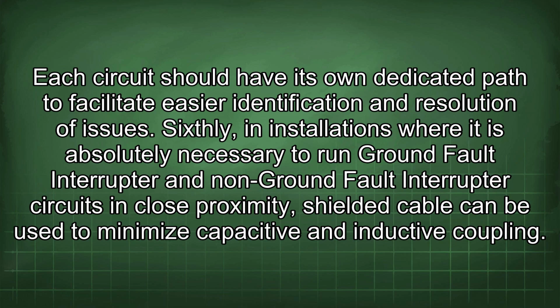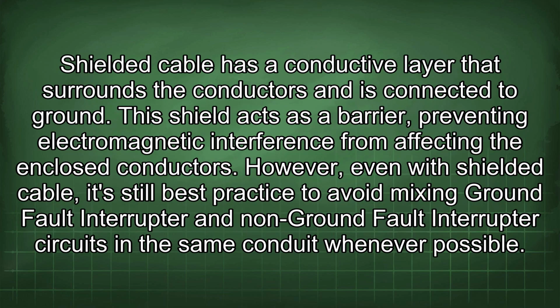Sixthly, in installations where it is absolutely necessary to run ground fault interrupter and non-ground fault interrupter circuits in close proximity, shielded cable can be used to minimize capacitive and inductive coupling. Shielded cable has a conductive layer that surrounds the conductors and is connected to ground. This shield acts as a barrier, preventing electromagnetic interference from affecting the enclosed conductors. However, even with shielded cable, it's still best practice to avoid mixing ground fault interrupter and non-ground fault interrupter circuits in the same conduit whenever possible.